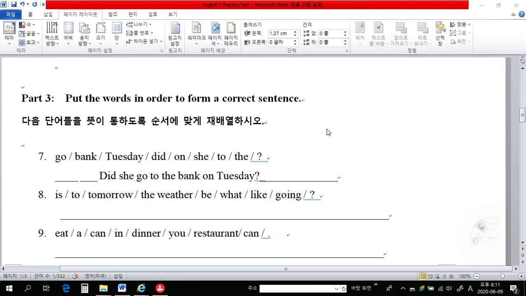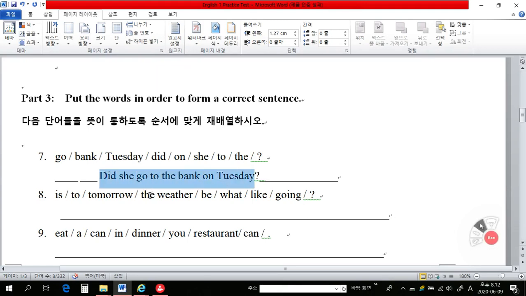We're going to continue with the practice test that we were studying in the previous lecture. In lecture number 1, if you didn't listen to it, we went into parts 1 and 2, and we began part 3. In this lecture, we're going to finish part 3, and then continue with parts 4 and 5. As you remember from lecture number 1, in part 3 we're putting the words in order to create a sentence.